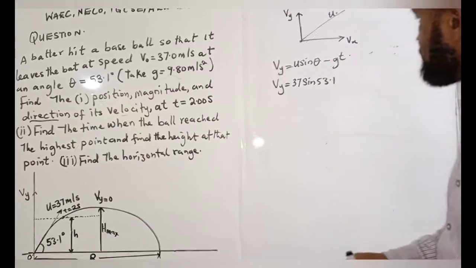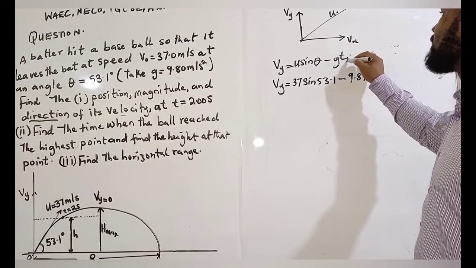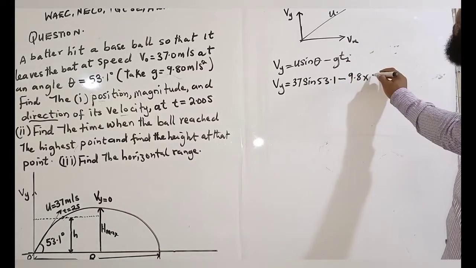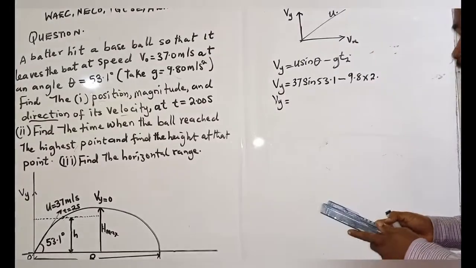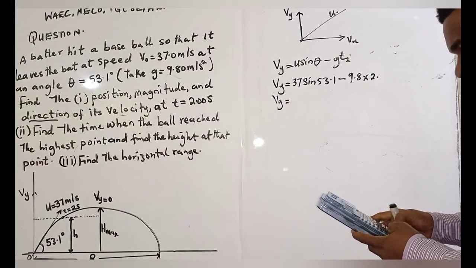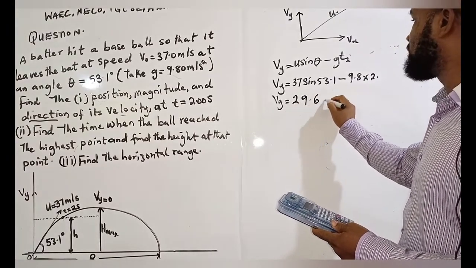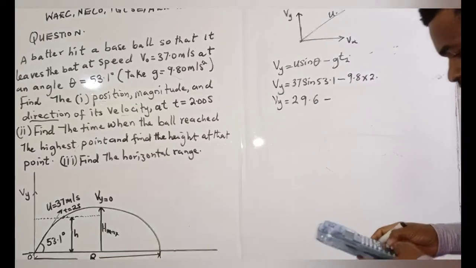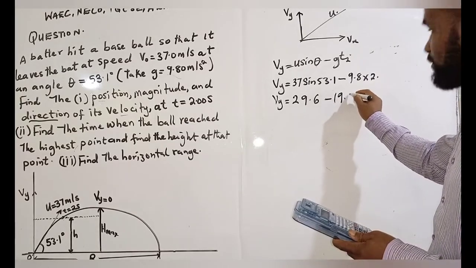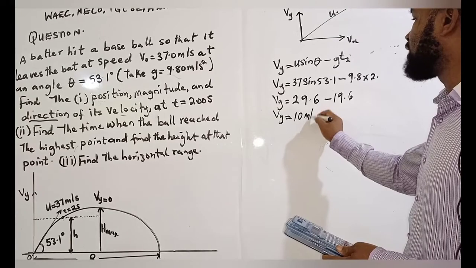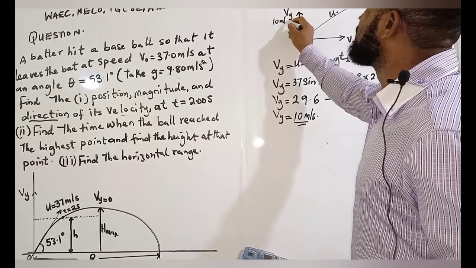53.1 minus g, which is 9.8, times the time, which is 2 seconds. So Vy is going to be 37 sine 53.1, which is 29.6, minus 9.8 times 2, which is 19.6. So Vy is 10 meters per second.